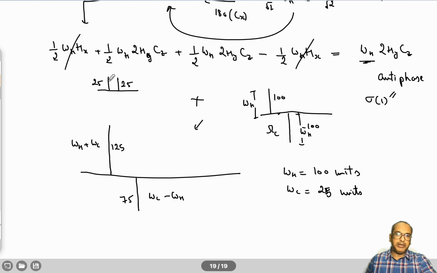So one pulse experiment was giving you carbon intensity as only 25 units, but here it is giving you the carbon intensity as 125 units, and you have not lost. So the other line also is gained by 75 units. The only disadvantage is that it is negative.